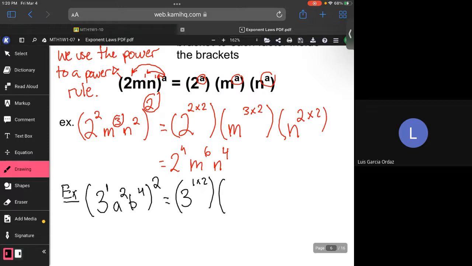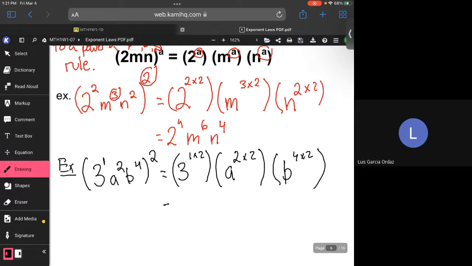The next one? Austin? Yep. And someone with the last one, Kareem. B is to the power of 4 times 2. So 1 times 2 is 2, so I get 3 to the power of 2. 2 times 2 is 4, so I get a to the 4. 4 times 2 is 8, so I get b to the power of 8.